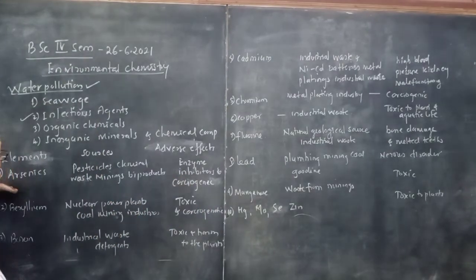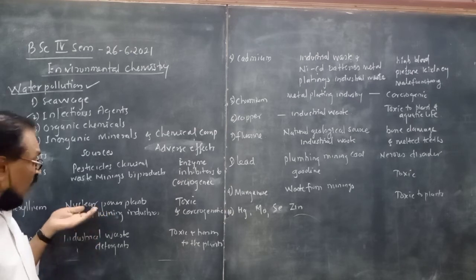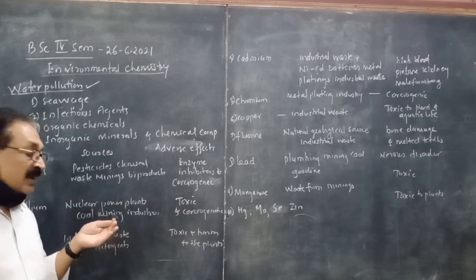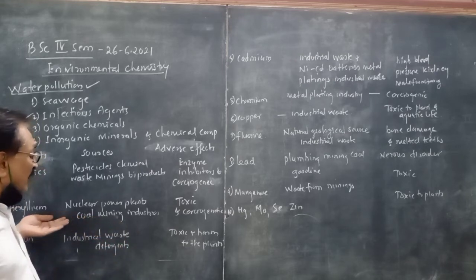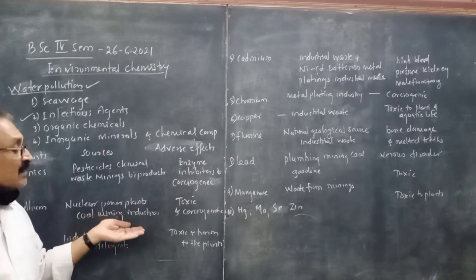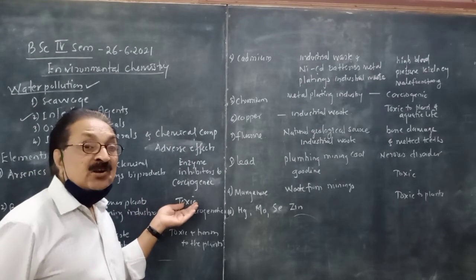That is one of the components: arsenic. The second one is beryllium. Beryllium enters the water through nuclear power plants as well as from the coal mine industries. You know, in a nuclear power plant, electricity is generated where the nuclear reactions are carried out, and from that, beryllium compounds enter directly into the water, and beryllium compounds are toxic.